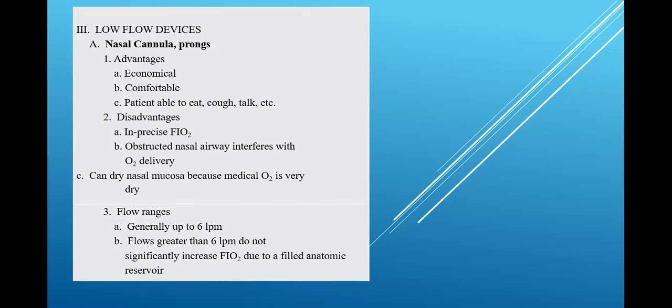We can put them on 0.5 liters, we can put them on 1 liter, all the way up to about 6 liters per minute with a nasal cannula. After that, we need to move on to the next device, okay? It says that flows greater than 6 usually don't significantly increase the FiO2 due to a filled anatomic reservoir. After about 6 liters, you filled that reservoir up. You can't fill it up any more than that, okay? And so now we need to add some more reservoir to the system, and that would be something mechanical, which you'll see next, okay? So the nasal cannula is the first low flow device.